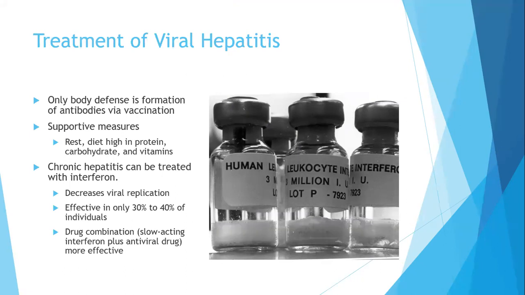Chronic hepatitis is sometimes treated with interferon, which is given by infusion. It decreases viral replication, but it's only effective in 30 to 40% of people. So they usually use a drug combination with interferon plus an antiviral drug, but get vaccinated and avoid other people's blood. That's the main way to not get hepatitis.